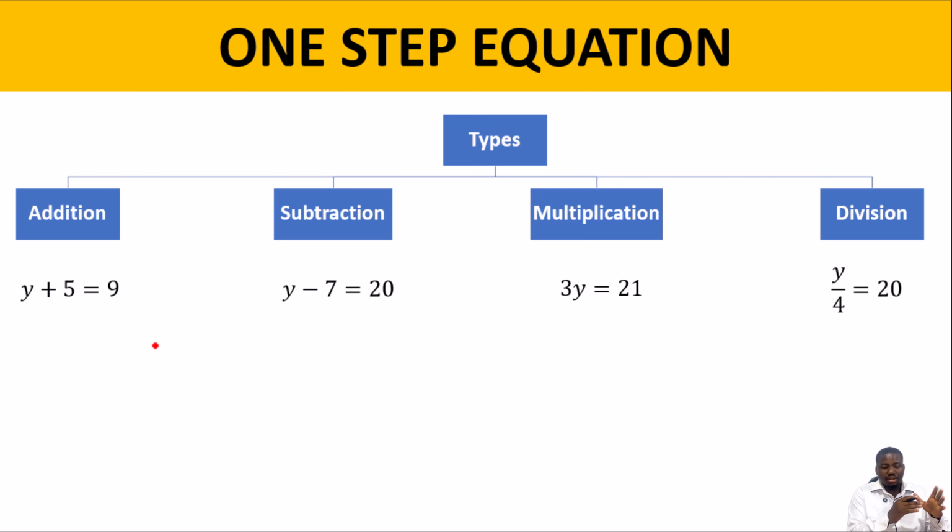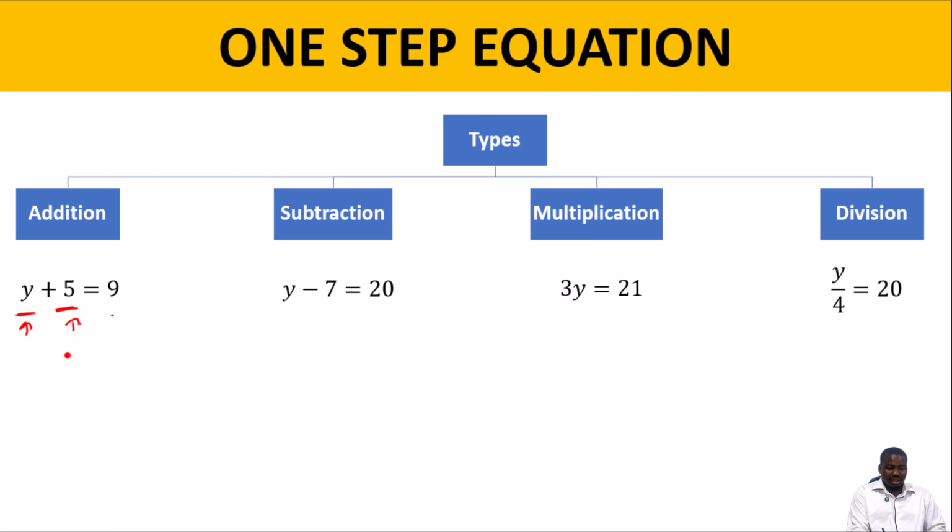So in the addition one-step equation, something is added to what you are looking for. You are looking for y, but 5 is already added to it and you get 9. So what you are going to do now is the reverse operation of that. When you add 5, the reverse operation is to subtract 5. So we subtract 5 from both sides.